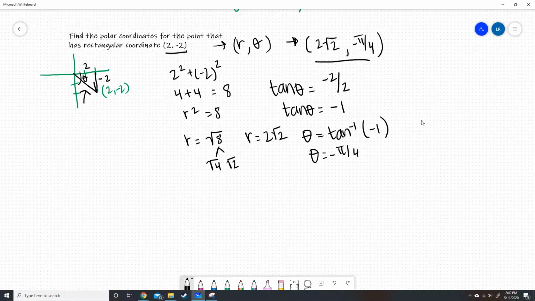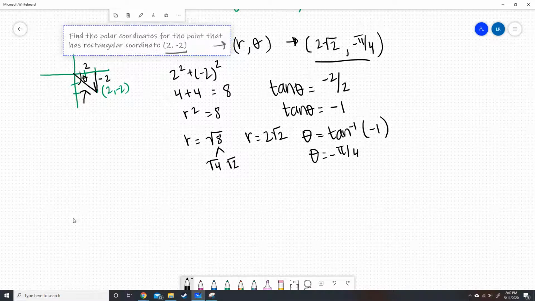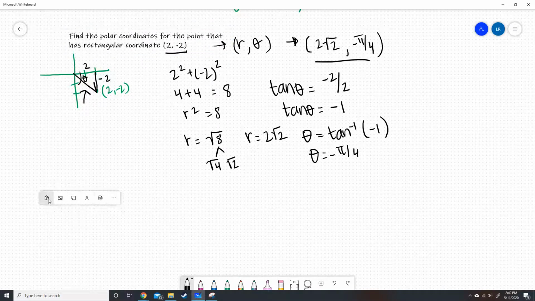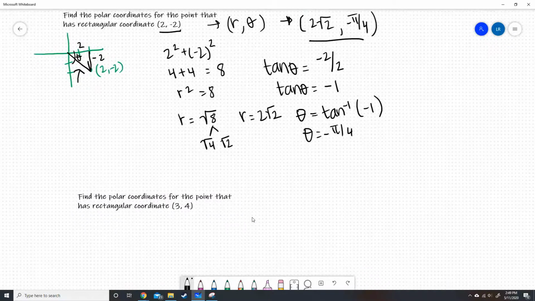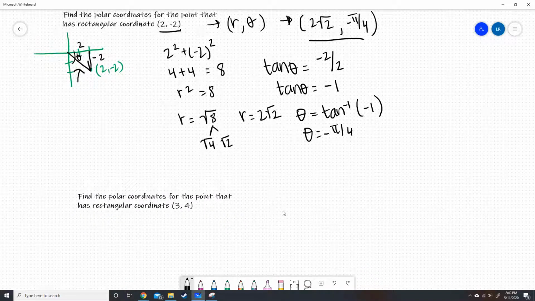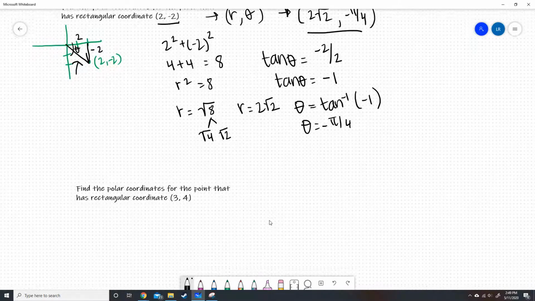Now I'd like to give you time to solve one by yourself. So let's change this to 3, 4. So I would like you to find the polar coordinates for the point 3, 4. Pause the video here, and when you're done, go ahead and hit play.